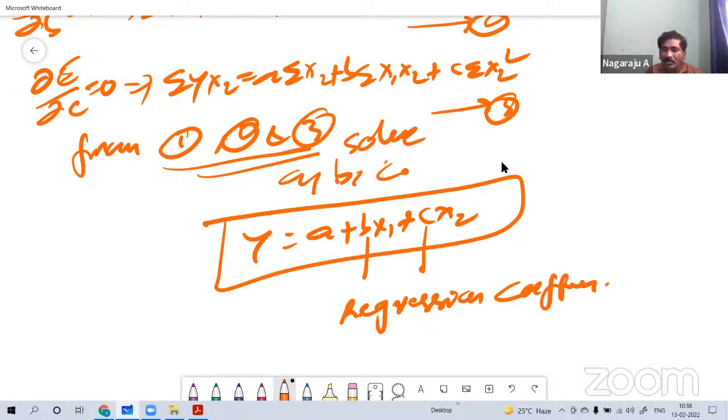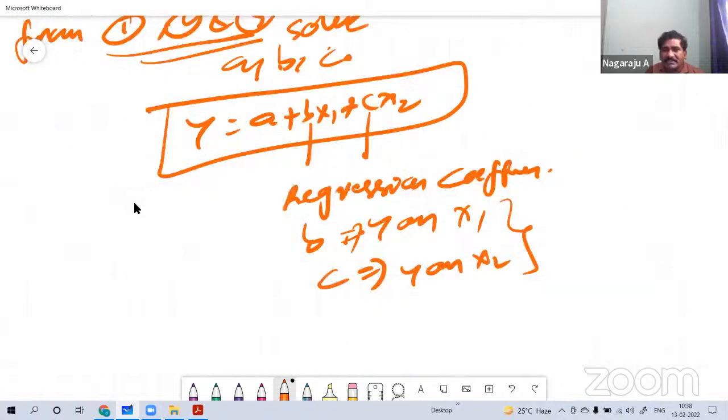If I take b, b is the regression coefficient of y on x1. And if I take c, it is clearly the coefficient of y on x2. It clearly depends on the primary subscripts of the coefficients, which I explained with Yule's notation.